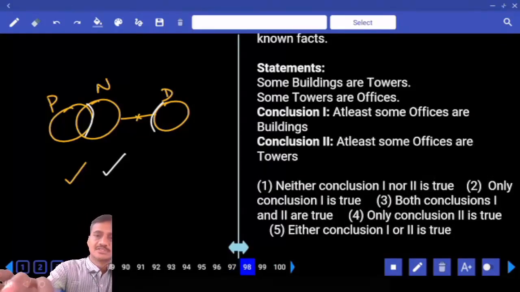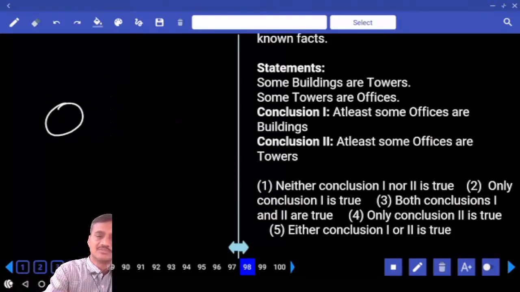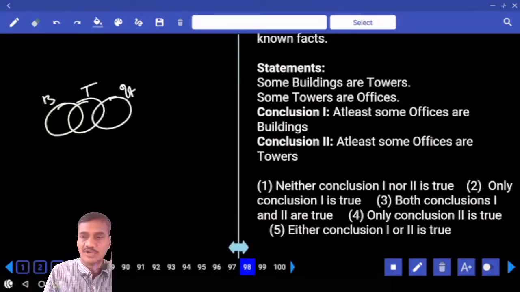Then 98. Some buildings are towers. Now these are the buildings that are towers. And at the same time, some towers are offices. Then the first one, some offices are buildings, that is false. Some offices are towers, definitely true. Hence what is your answer? Only 2, that is choice 4.